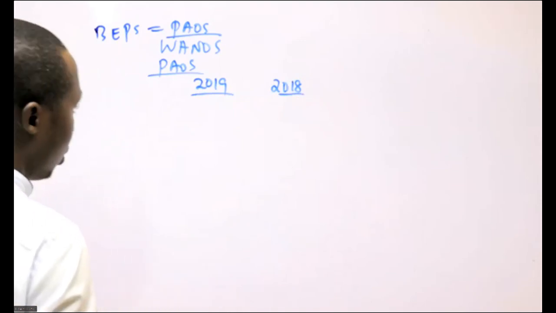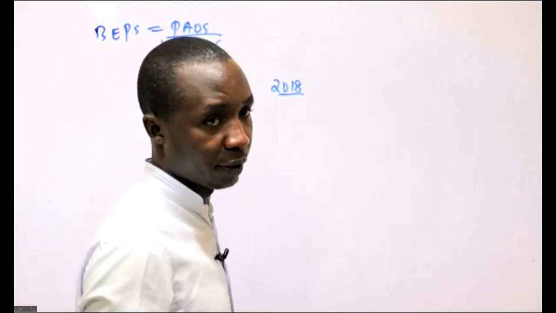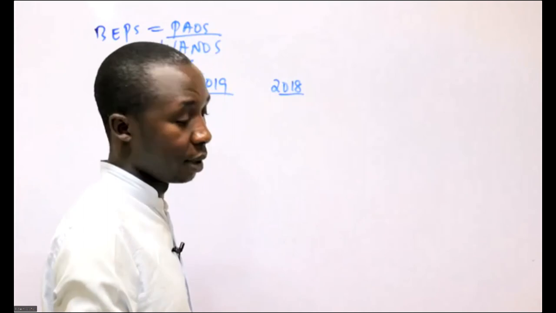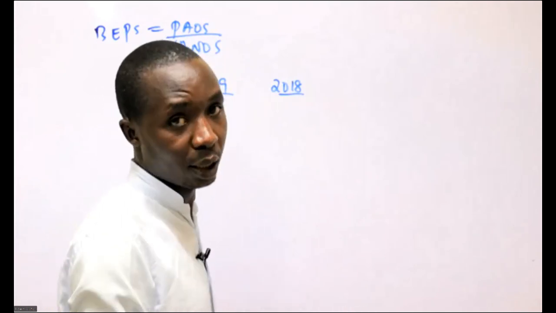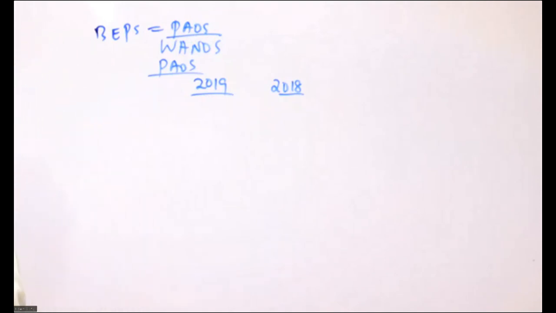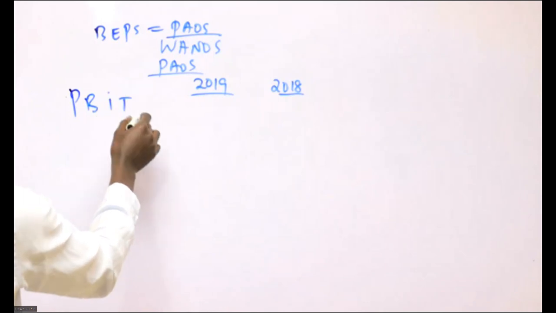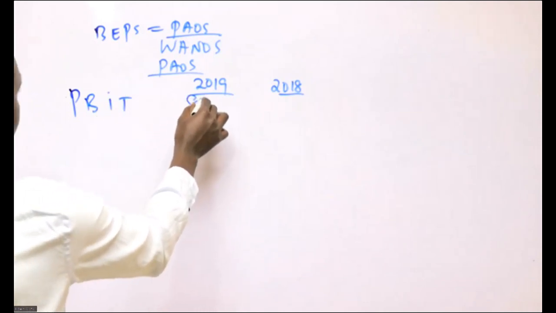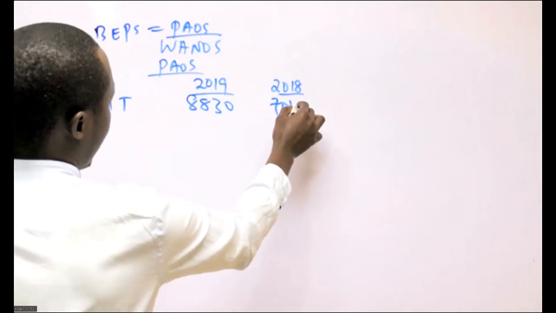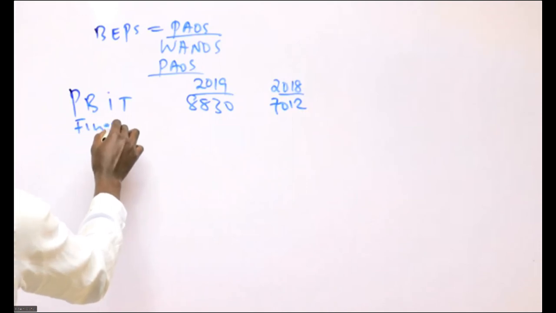So remember that we always start from the reported profit for the year, which is the profit after tax. But here you are given profit before interest and tax. That means we have to deduct the interest and we have to deduct the tax. So we have the profit before interest and tax, 88,30, and this one was 70,12. So we have to deduct the interest, which is finance cost.